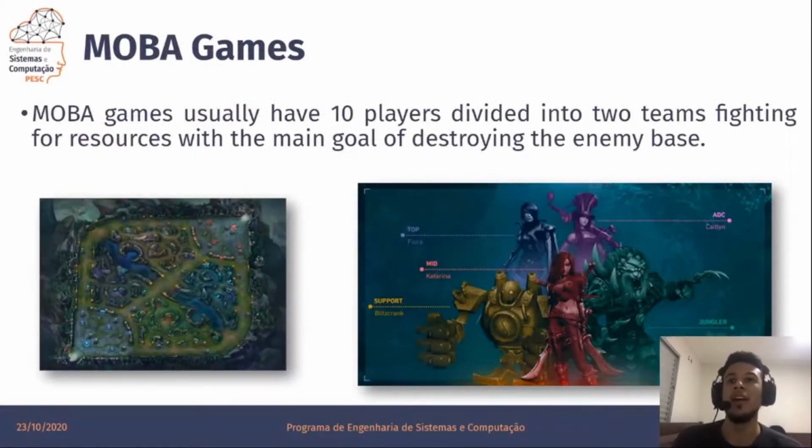MOBA games usually have 10 players divided into two teams fighting for resources with the main goal of destroying the enemy base. Here on the left we have the map of League of Legends, one of the greatest titles of this category. On the right we have the 5 roles that players can fill on each team. They are support, jungler, mid lane, attack damage carry, and top lane or off lane.